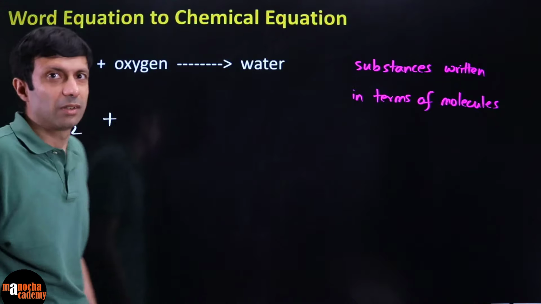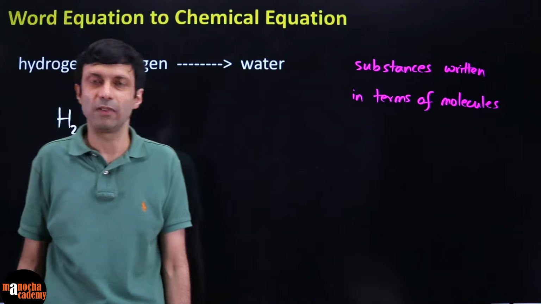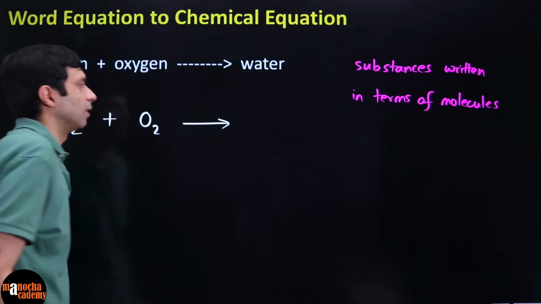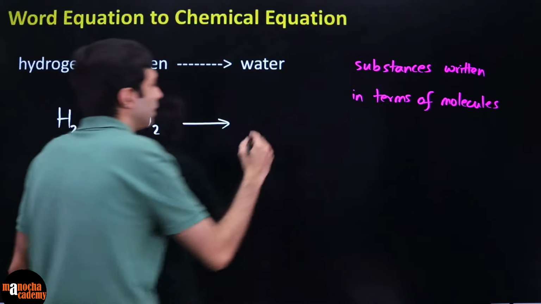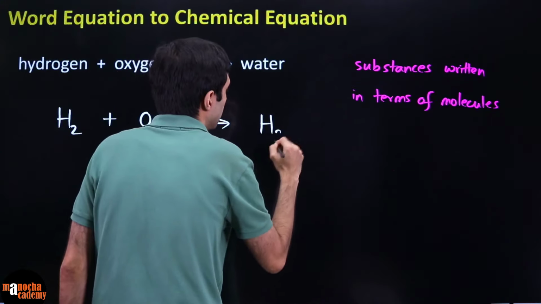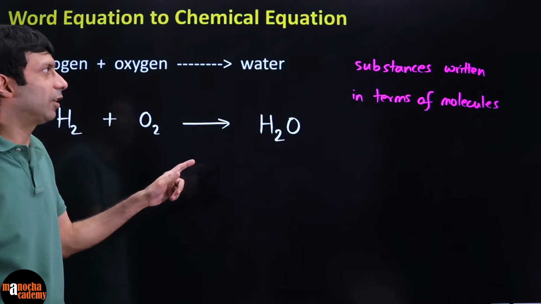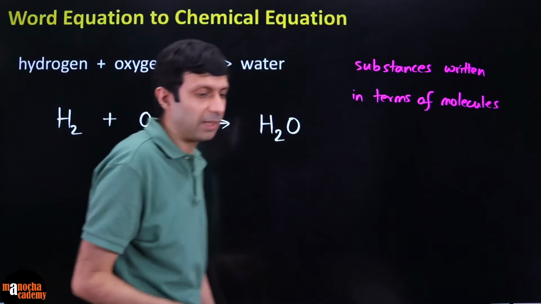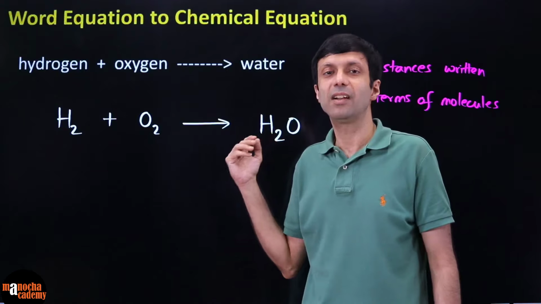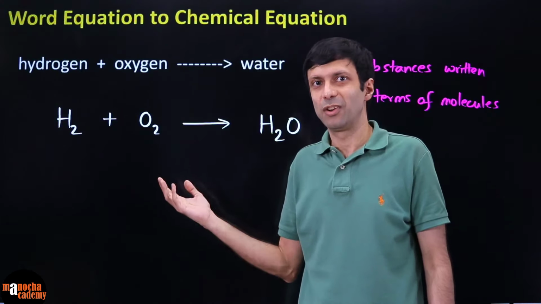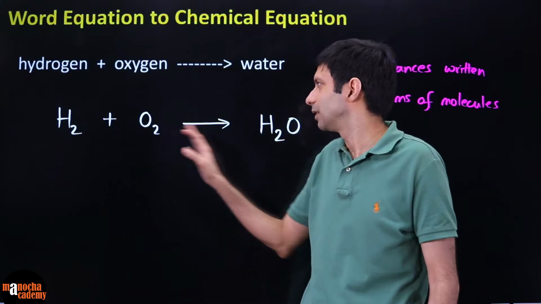What about oxygen? Oxygen is also an element, and like hydrogen it is diatomic, so we will represent it as O2. And water is a compound, right? So we are going to represent it in terms of its molecule, H2O. Clear? This is the important thing you need to know: when you are representing the substances in a chemical reaction, you need to write them in terms of their molecules, not in terms of atoms. And ions, we will come to those in ionic equations.